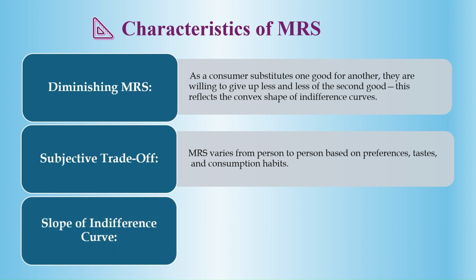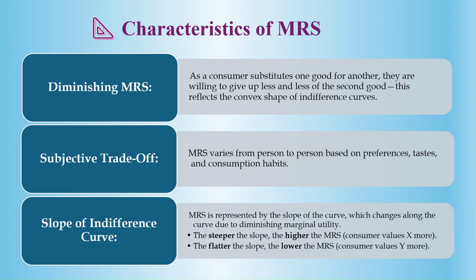The next characteristic is the slope of the indifference curve. As we have already mentioned in the earlier slide, the MRS is the slope of the indifference curve, the IC curve. MRS is represented by the slope of the curve, which changes along the curve due to diminishing marginal utility. The steeper the slope, the higher the MRS. The flatter the slope, the lower the MRS.